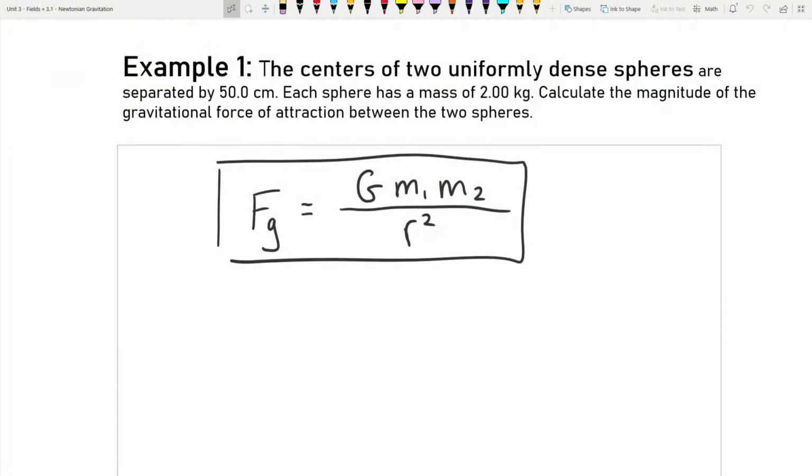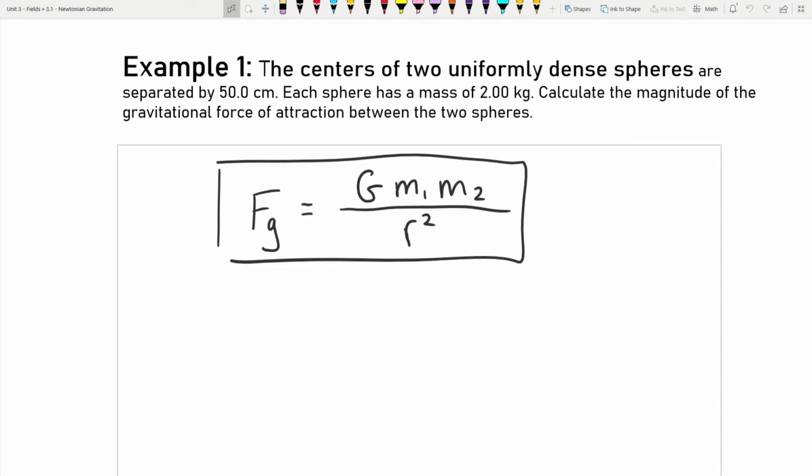So the centers of two uniformly dense spheres are separated by 50 centimeters, and each sphere has a mass of 2 kilograms. Calculate the magnitude of the gravitational force of attraction between the two spheres. So this is a pretty straightforward question.